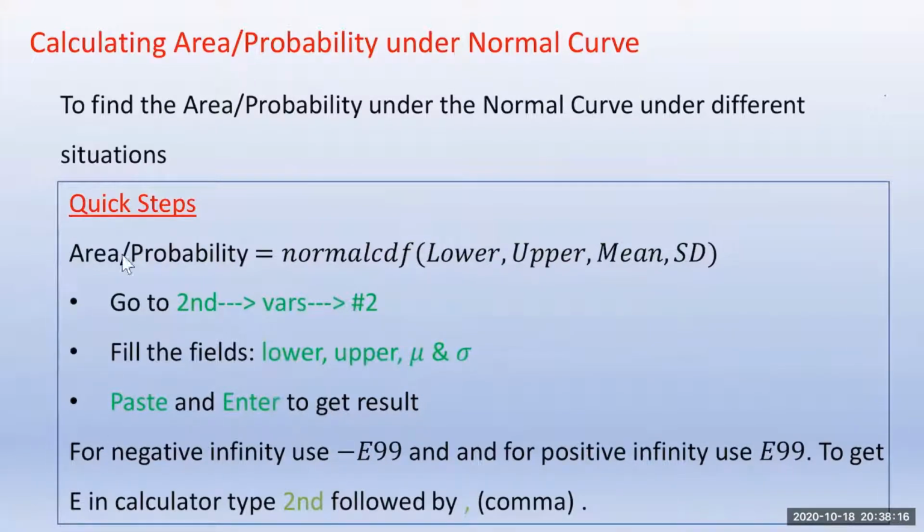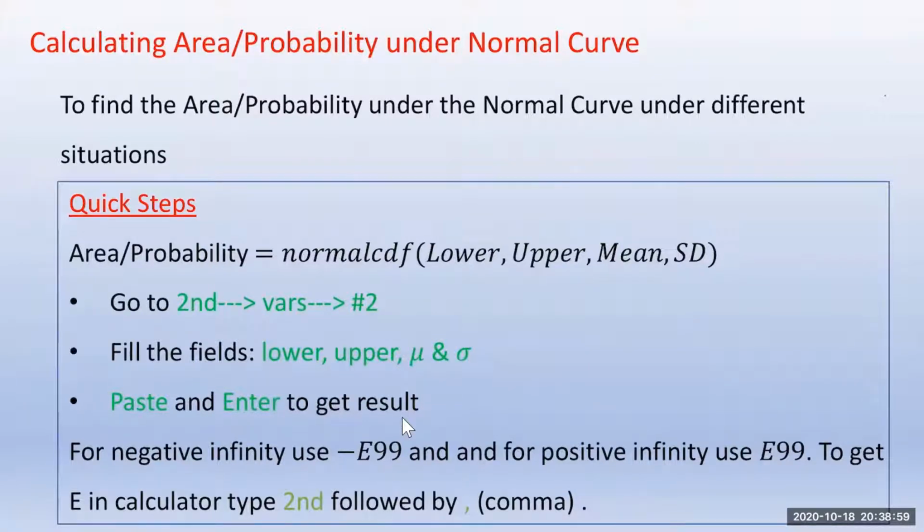Here are the quick steps that we need to remember while calculating the area or probability using TI-84 calculator. Whenever we are calculating the area or the probability, we use normal CDF in our calculator, and we use the lower boundary for the area, upper boundary for the area, the mean, and the standard deviation. What we do is we go to second, vars, and then we go to number 2 to access the normal CDF. And then we fill the lower value, upper value, mean, and the standard deviation. We paste the information in the main screen and enter to execute the result.